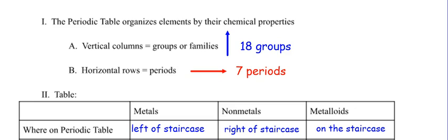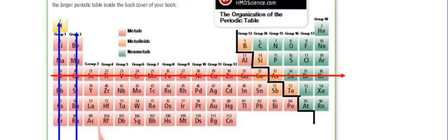So where are your metals found? I go left of the staircase. Okay, that's the line you drew there. The non-metals are to the right of the staircase. The metalloids in general are on the staircase. I notice there are some major exceptions.